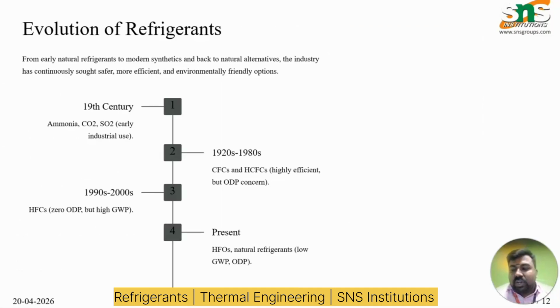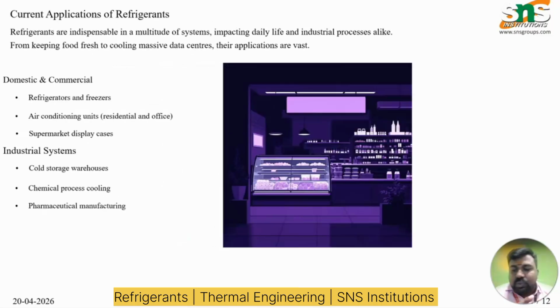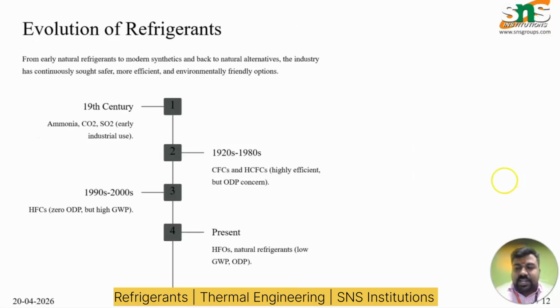So this is the evolution of the refrigerants, starting from the 19th century to the present. From the earlier natural refrigerants to modern synthetics and back to natural alternatives, the industry has continuously sought safer as well as more efficient and environmentally friendly options. In the 19th century, refrigerants such as ammonia, carbon dioxide and sulfur dioxide were used, usually in industrial applications.